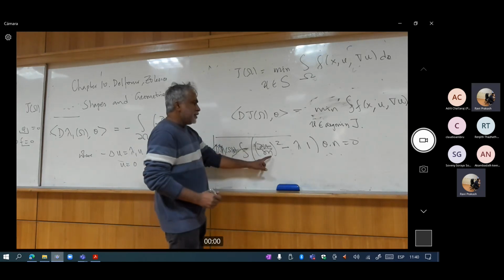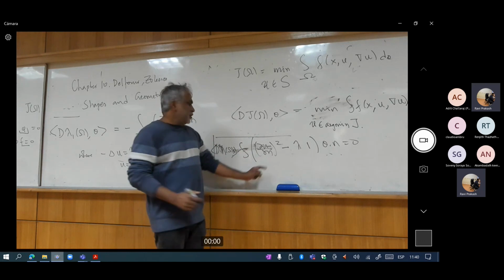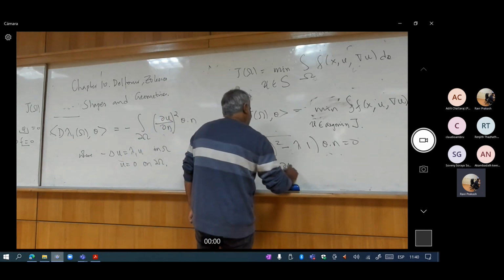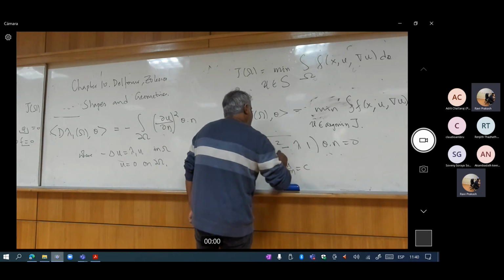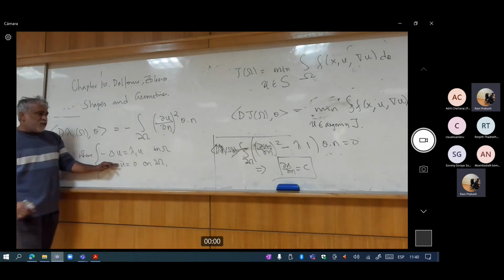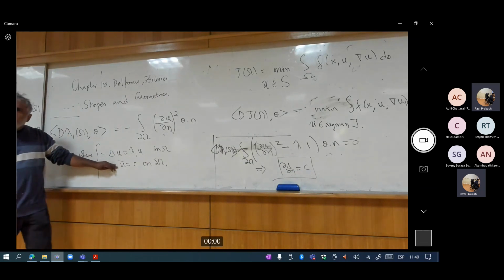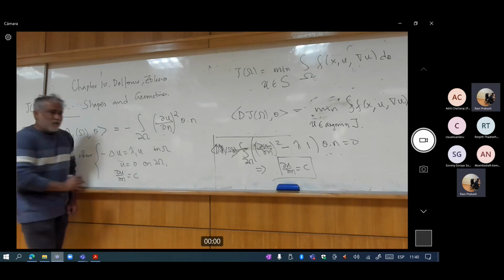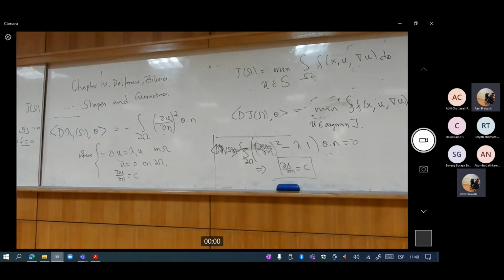And which means that the normal derivative has to be constant on the boundary. So not only does u satisfy this equation, but also the normal derivative has to be constant. This is an overdetermined problem, and there are not many domains for which you have a solution. The only domain for which this overdetermined problem has a solution is a ball.